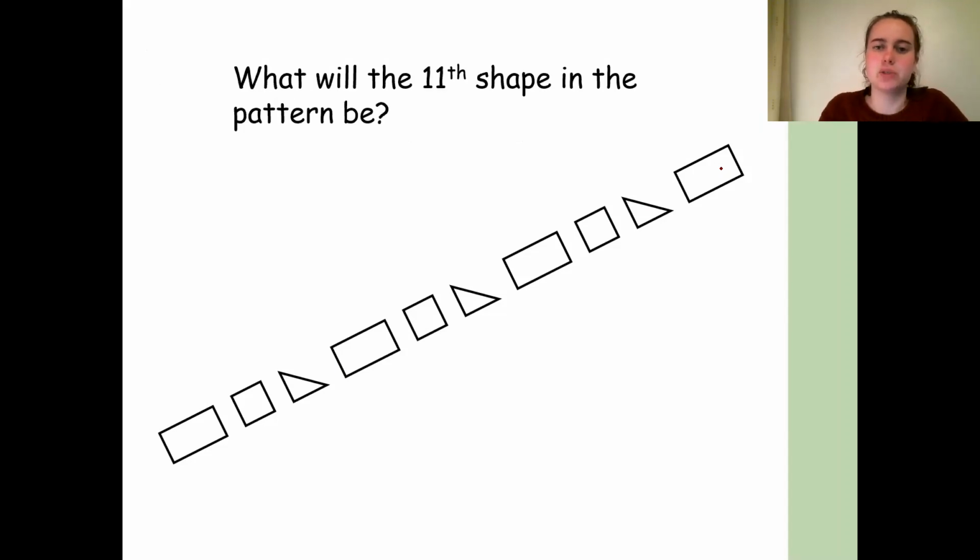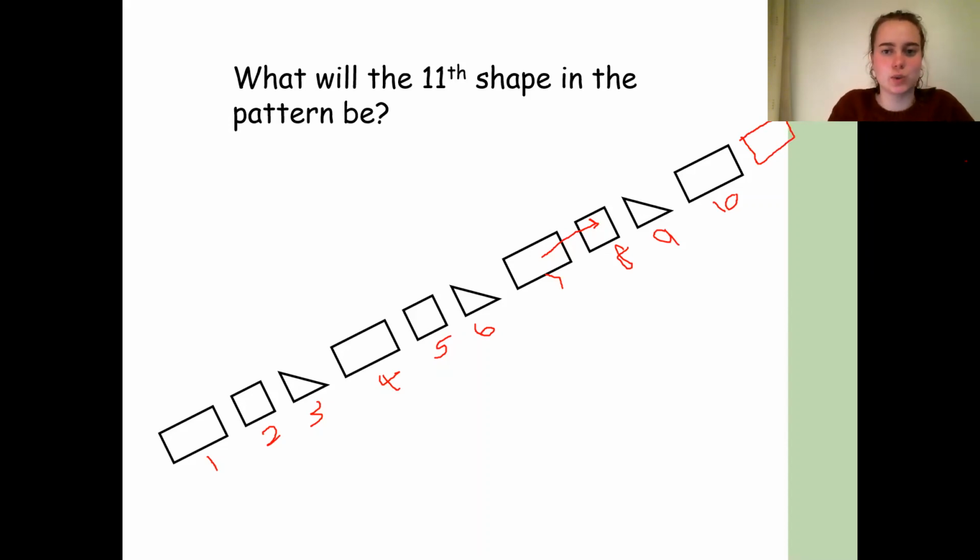Now, this person wants to know what the 11th shape in the pattern will be. So let's find out what we've got so far. We've got 1, 2, 3, 4, 5, 6, 7, 8, 9, 10. So we just need to add 1 more shape for it to be the 11th shape. So what comes after the rectangle? The square. So our 11th shape is a square.